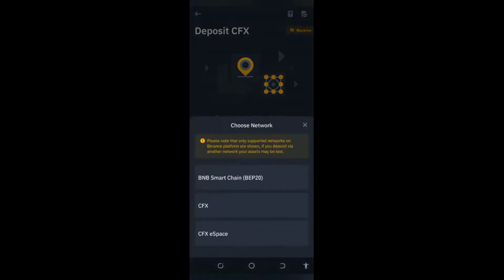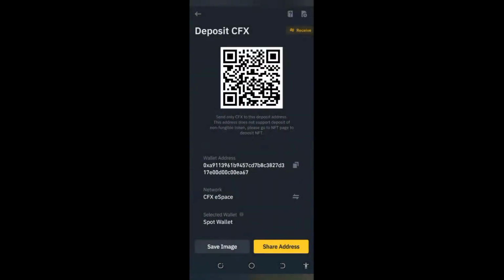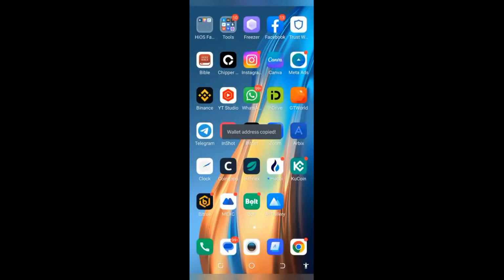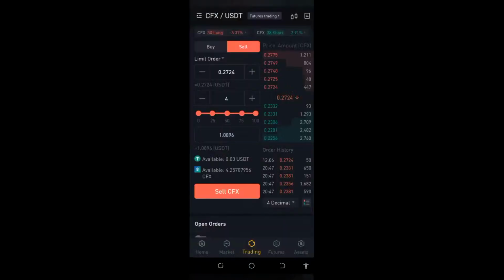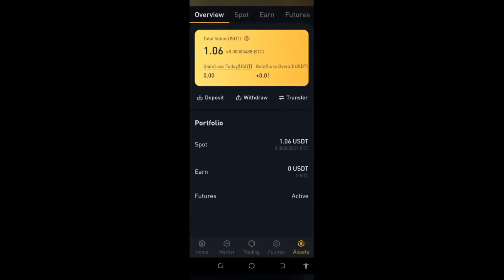Okay, now we have CFX eSpace. Awesome. Now, can you just imagine that? To deposit it here, I'm seeing CFX eSpace, but to send it over, CFX eSpace wasn't showing up. Can you see how confusing this is? Can you see how confused I was? Because there's CFX and there's CFX eSpace. Anyway, I'm choosing CFX eSpace, and then I'm going to copy that, go back to Bitrue, and send it. I'm not going to keep it.